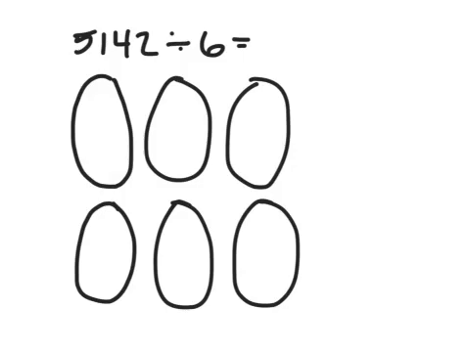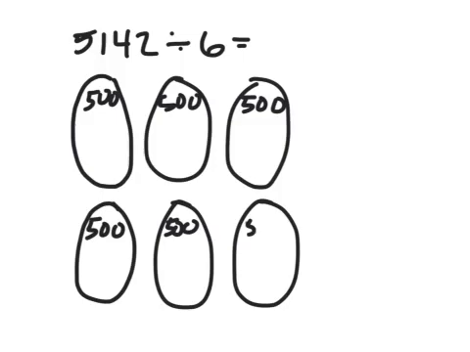So I asked myself, how many hundreds can I put into each group? I'm going to start with a bigger number, so I'm going to put 500 into each group. 500 plus another 500 will now be 1,000, 1,500, 2,000, 2,500, 3,000. So how much did I put into each group? 500. How much is that all together? That would be 3,000.